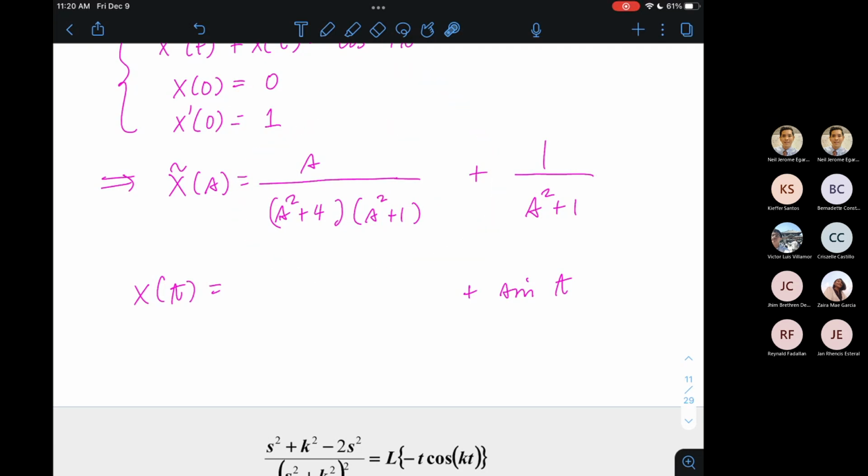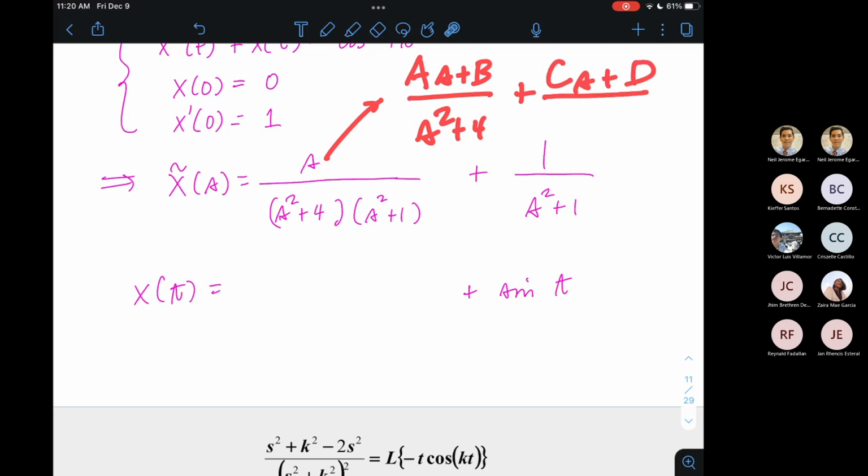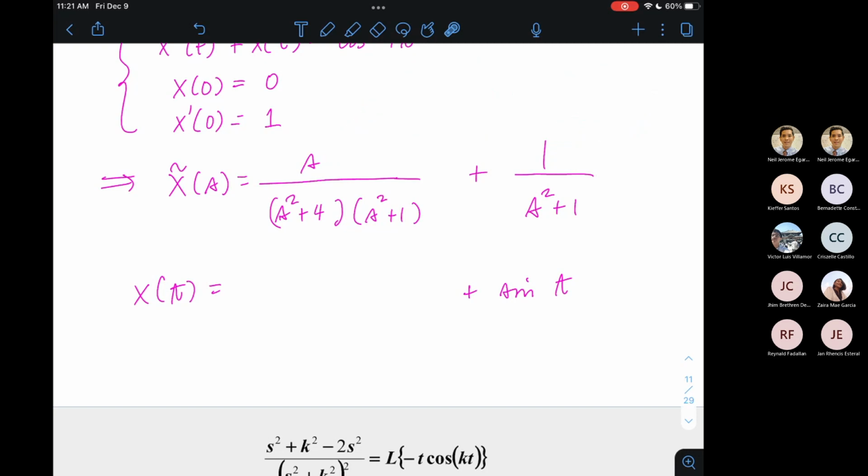Tapos ito, magpa-partial fraction decomposition ako dyan. Pero mas madali yung partial fraction decomposition nito kasi magkakaroon lang ako ng as plus b over s squared plus 4, plus cs plus d over s squared plus 1. If I am not mistaken, this is exactly the same problem as example number 6, yung partial fraction decomposition kay number 6. So a is equal to, what did we get? Here, a would be 1/3, and then c is negative 1/3. B and d are both 0. So madali yung inverse Laplace transform.